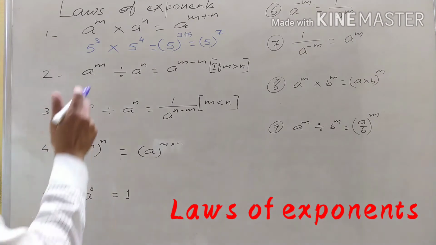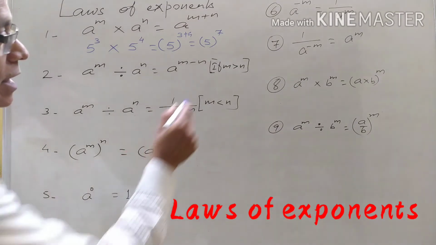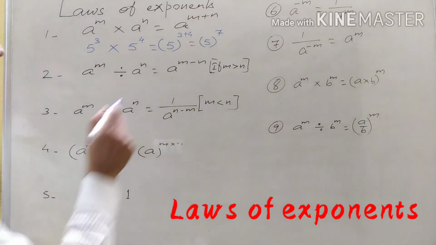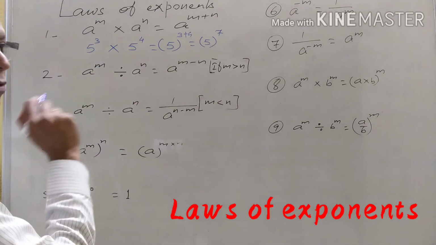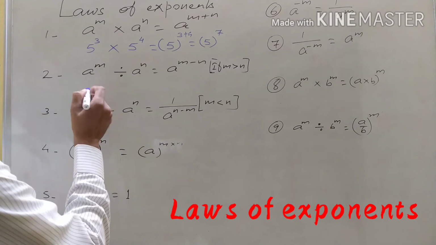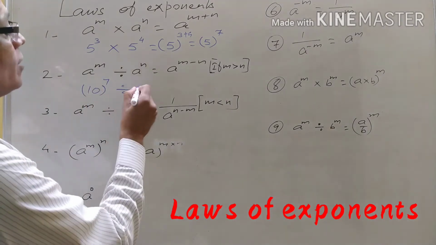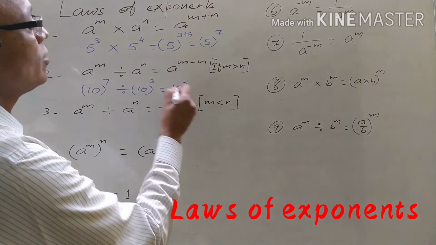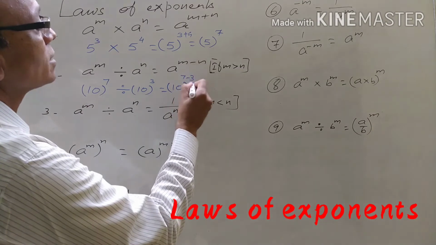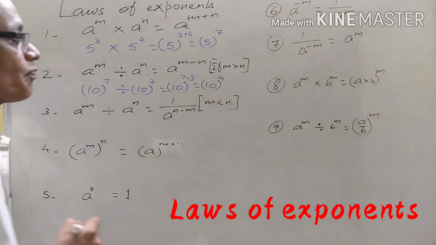Second one, a to the power m divided by a to the power n equals a to the power m minus n if m is greater than n. When m is greater than n, the power of the numerator is more than the power of the denominator. For example, 10 to the power 7 divided by 10 to the power 3 becomes 10 to the power 7 minus 3, so it is 10 to the power 4.